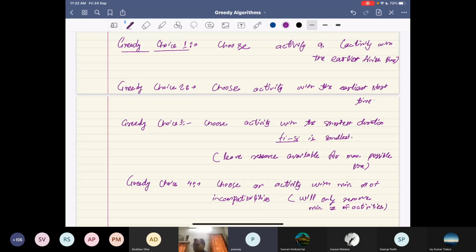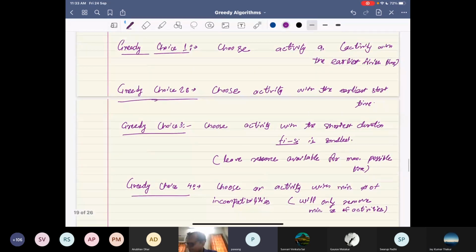Anyone can think of any other choice? So we have 4 choices, right? I don't know how many are correct, but we are going to find out. Okay, let's go bottom up, or do you want top down? Top down, sir. Top down. Okay.